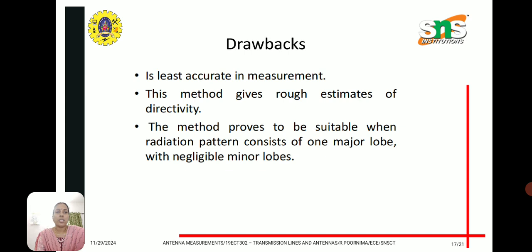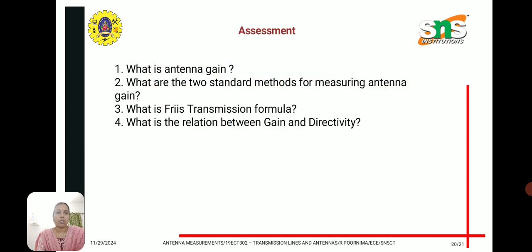A drawback of this method is that it is least accurate in measurement. This method gives rough estimates of directivity, and it proves to be suitable when the radiation pattern consists of one major lobe with negligible minor lobes.